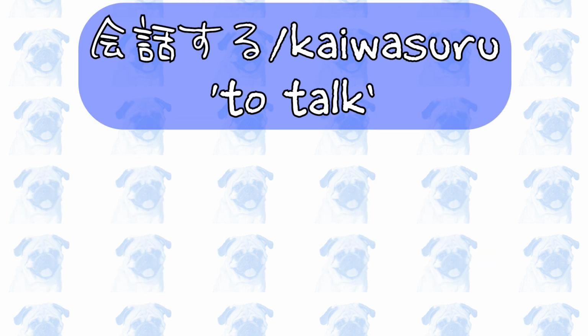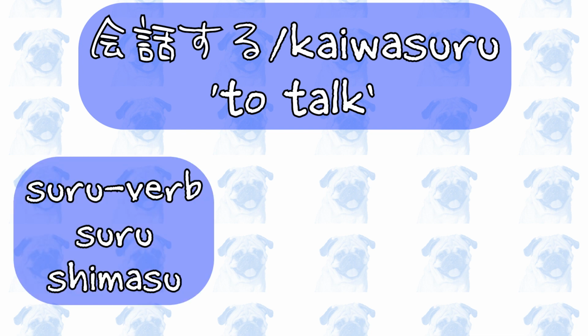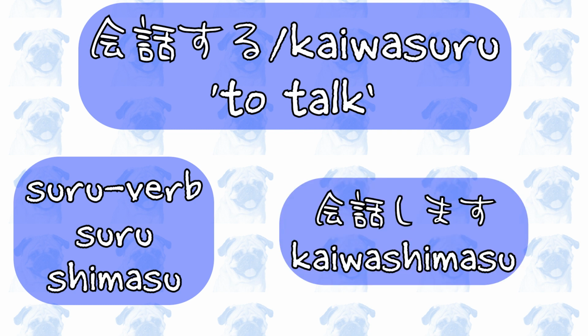Kaiwa suru, to talk. It is an irregular verb, specifically a suru verb. The masu form of suru is shimasu. Therefore, the masu form of kaiwa suru is kaiwa shimasu, kaiwa shimasu, kaiwa suru, kaiwa shimasu.